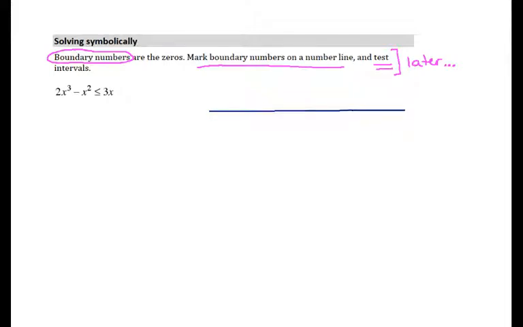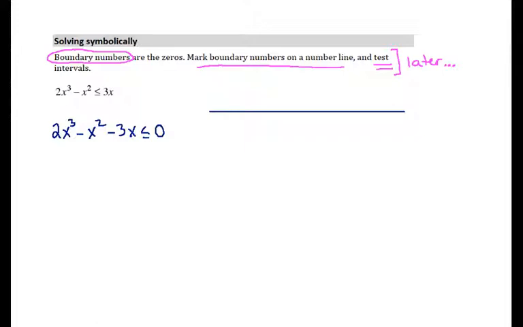So I'm going to need a number line for this, and I'm going to mark on this number line what the zeros are of the polynomial. Now, looking at this polynomial here, the first thing I want to do is get all the terms on one side. 2x cubed minus x squared minus 3x is less than or equal to 0. This is the polynomial that I'm going to refer to anytime I'm working with the number line.